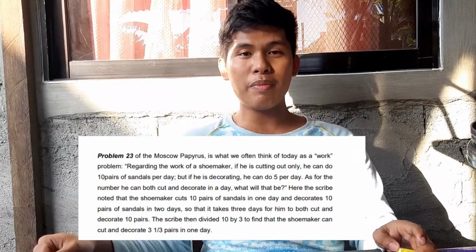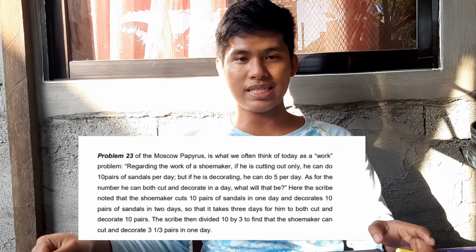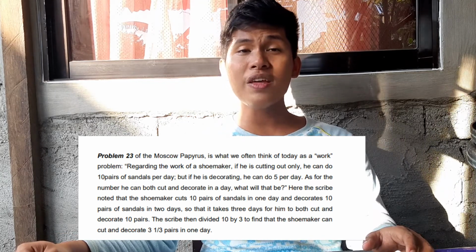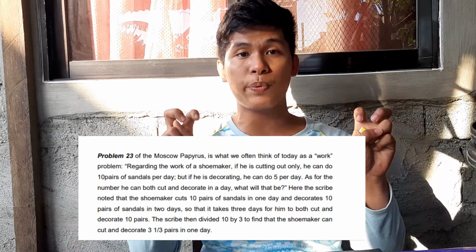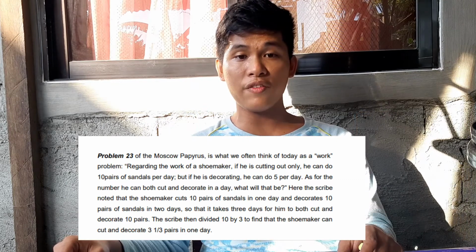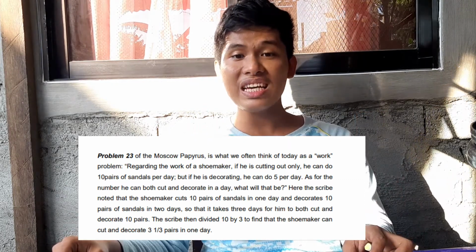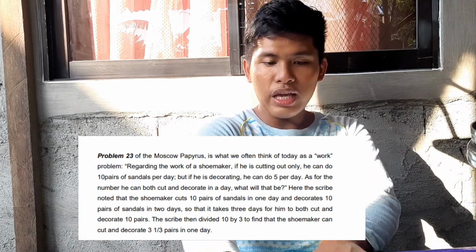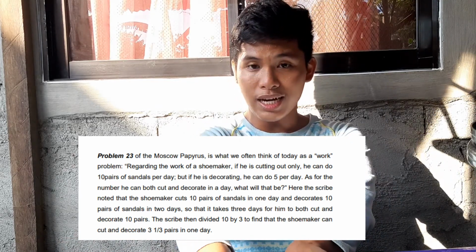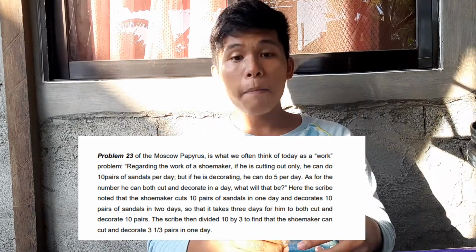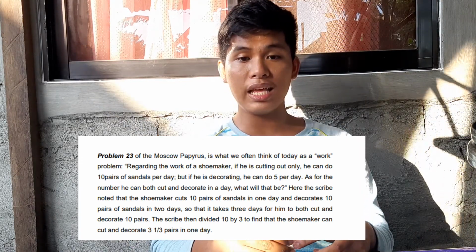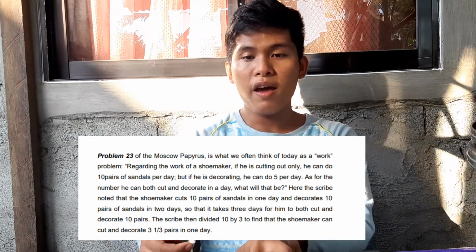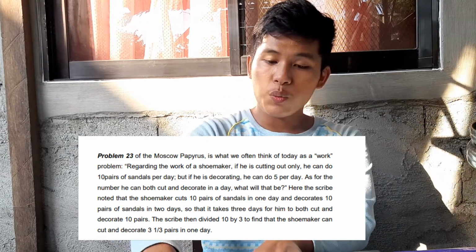So the last and final problem that I'm going to tackle is problem 23 of the Moscow Papyrus. This problem is what we often think of today as a work problem. So regarding the work of the shoemaker, if he is cutting only, he can do 10 pairs per day. But if he is decorating, he can do 5 pairs per day.